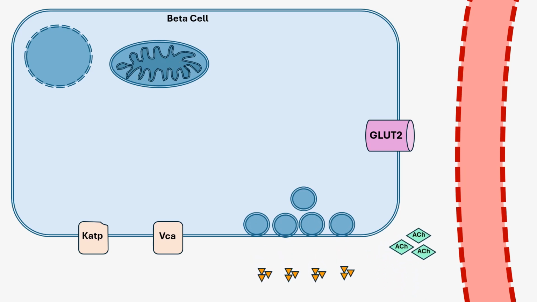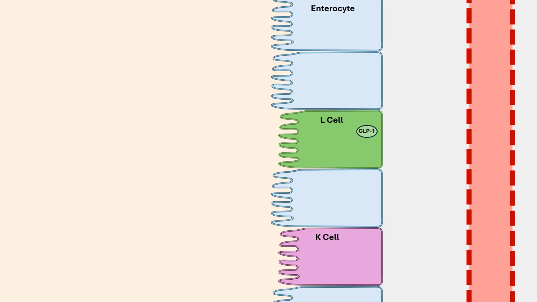Parasympathetic stimulation with the release of acetylcholine also stimulates insulin secretion. Another class of molecules, called incretins, which includes GLP-1 and GIP, increase insulin secretion as well. These incretins are released from special enteroendocrine cells of the intestinal epithelium. GLP-1, that is, glucagon-like peptide 1, is produced by L cells, whilst GIP, gastric inhibitory peptide, is produced by K cells.